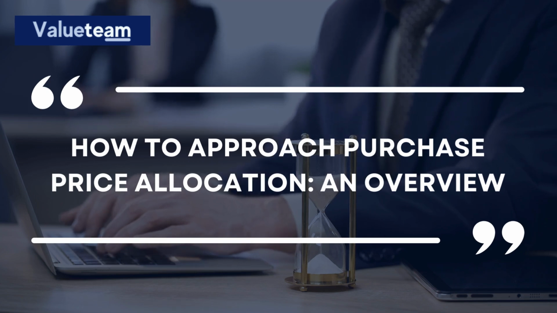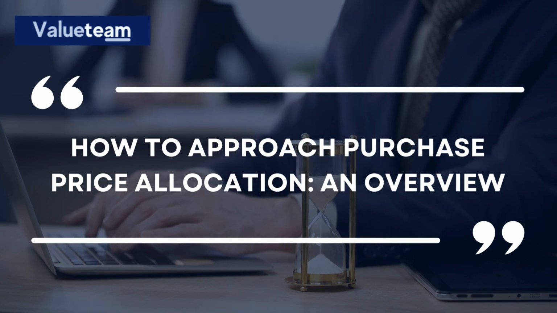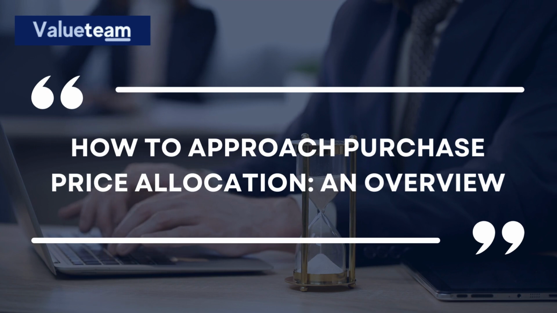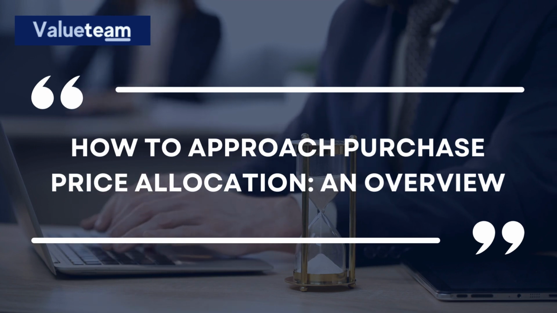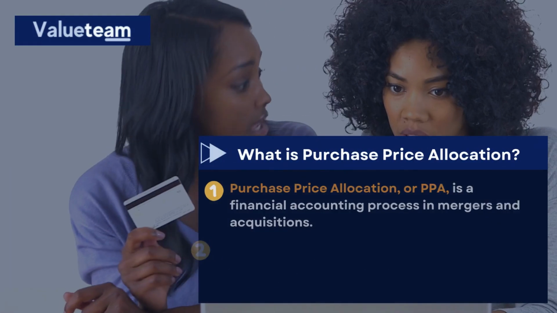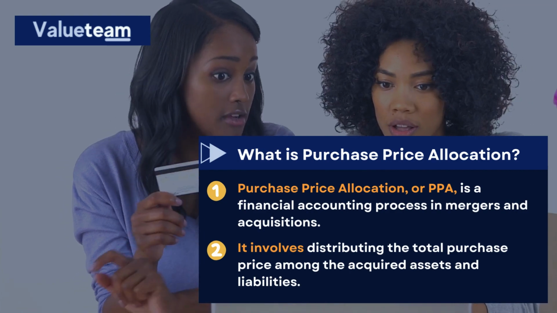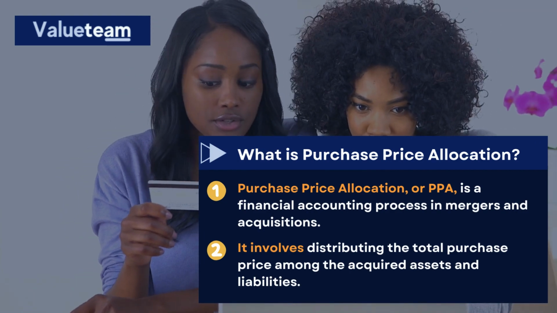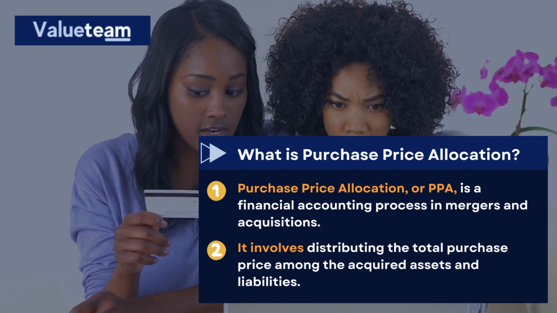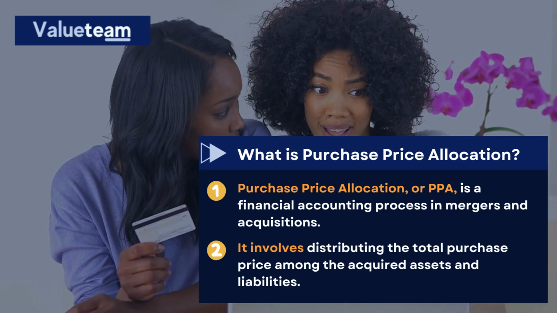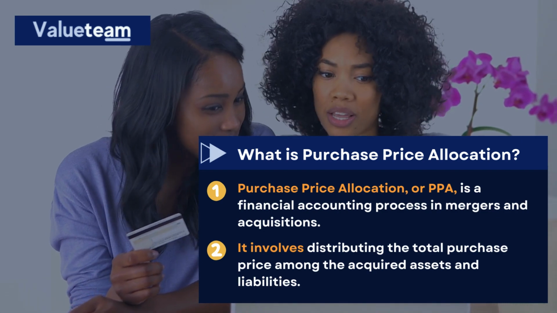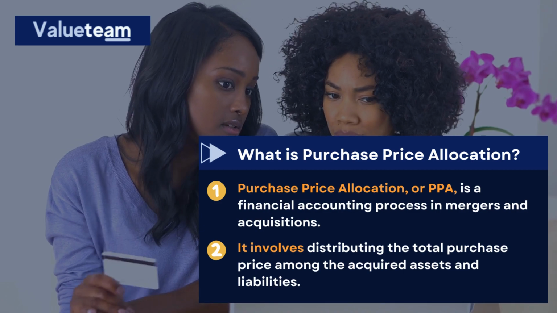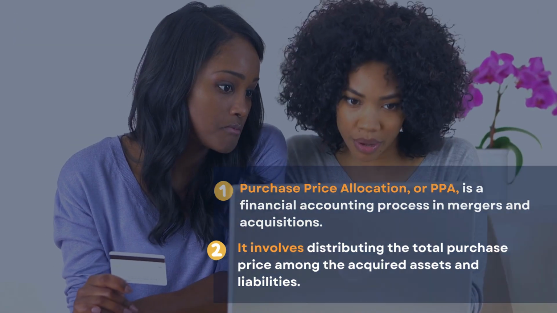Hello everyone, in today's video we're talking about how to approach purchase price allocation, an overview. So, let's get started. What is purchase price allocation? Purchase price allocation, or PPA, is a financial accounting process in mergers and acquisitions. It involves distributing the total purchase price among the acquired assets and liabilities.